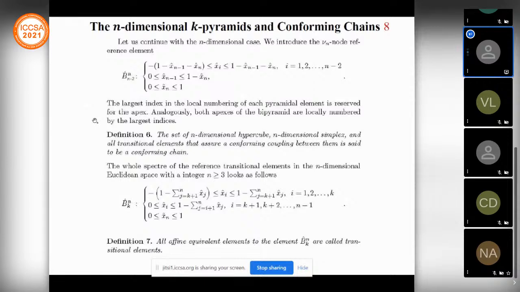Here we define the n-dimensional K-pyramid and introduce the very important notion, the conforming chain. The whole spectrum of the reference transitional elements in the n-dimensional Euclidean space are defined explicitly in this paper, and you can see it in this slide. The set of n-dimensional hypercubic, n-dimensional simplex, and all transitional elements that assure a conforming coupling between them is said to be a conforming chain. This is a very important notion, and we introduce this notion for the very first time in our paper.